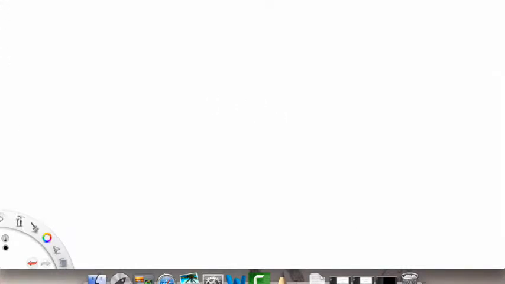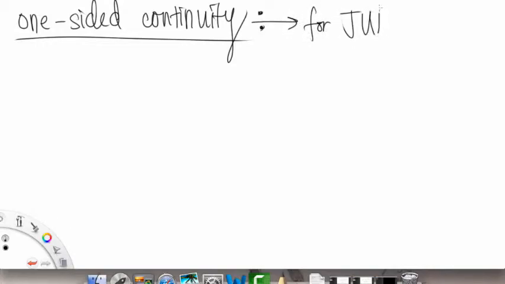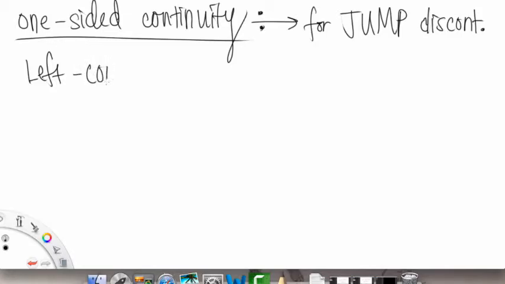Now we'll go into more detail and look at different cases of when you can get discontinuities, and when you can get something called one-sided continuity. Here we've already seen an example before, but I just didn't point it out at the time. This is for jump discontinuities. An example of this would be a left continuity.